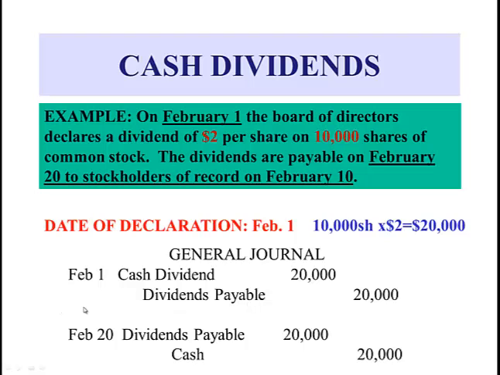On the date of record, which is February 10th, no journal entry is required. And then on February 20th is the date of payment. So we're in effect just making a payment on account. So we're going to credit cash because we're paying out the dividend, and then we debit the liability dividends payable.